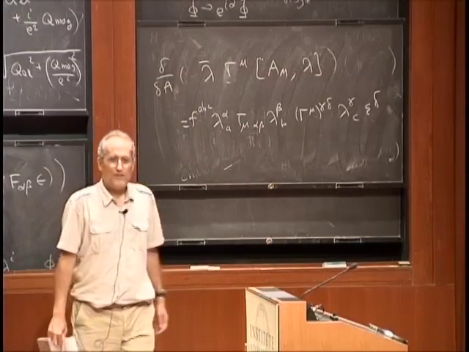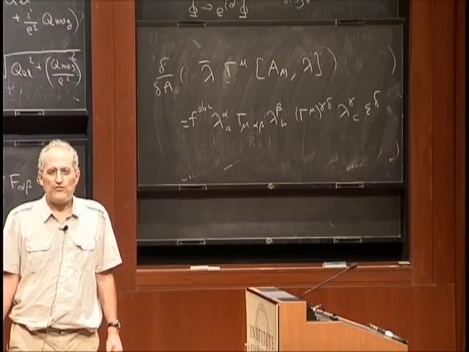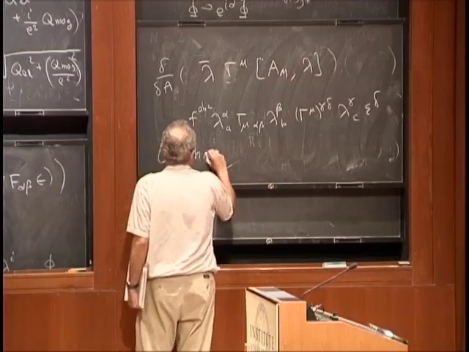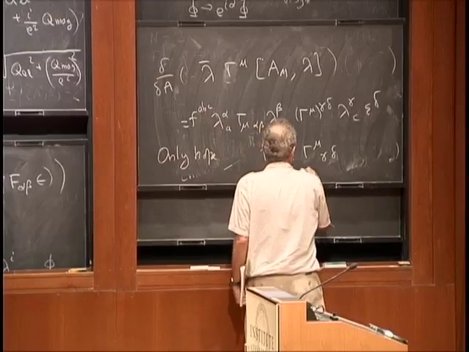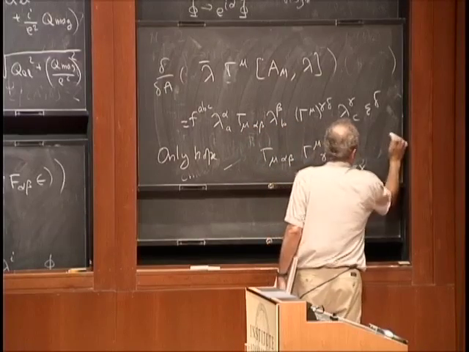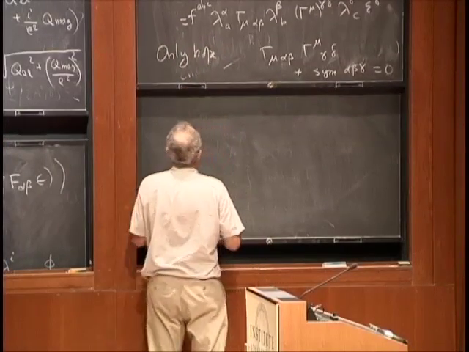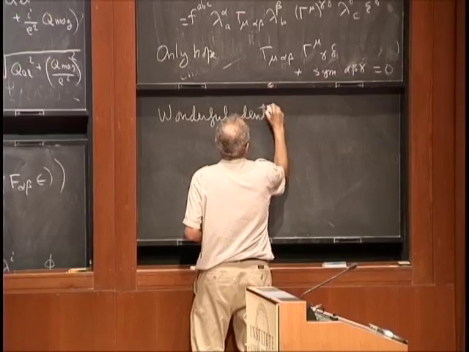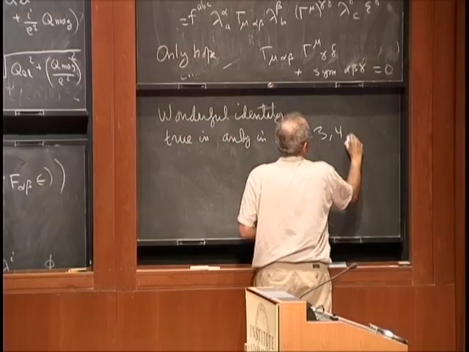It's got to be 0, and nothing's going to help it to be 0 except Fermi statistics. So since it was completely antisymmetric in gauge theory, it's going to be completely symmetric in the spinor indices. So the only hope is that gamma mu alpha beta times gamma mu gamma delta plus 2 more terms to make it symmetric in alpha, beta, and gamma has to be 0. That's a wonderful identity. That's true in and only in d equals 3, 4, 6, and 10.